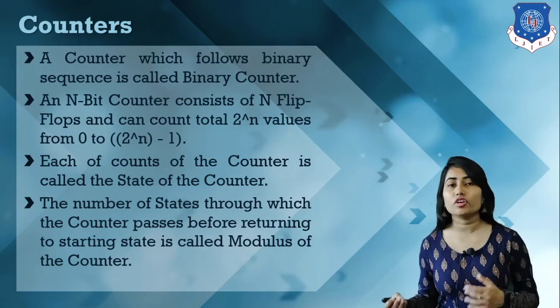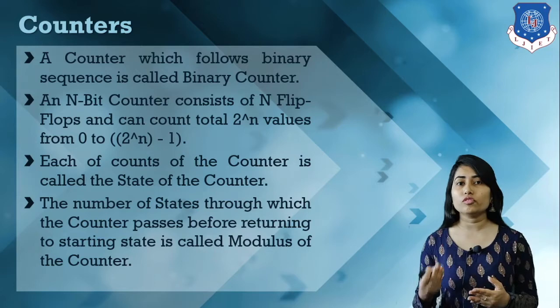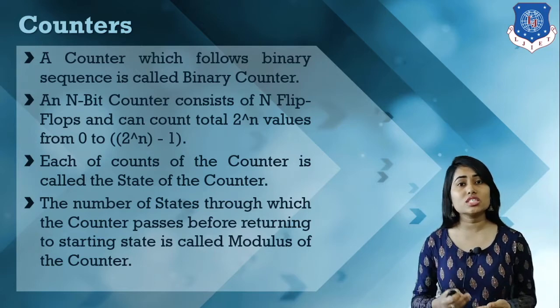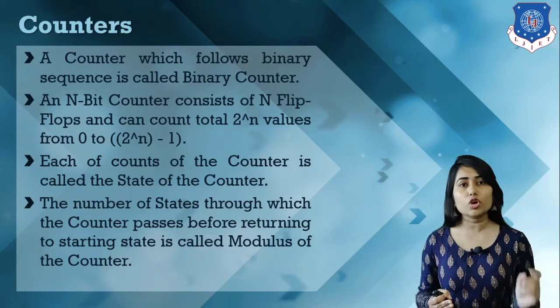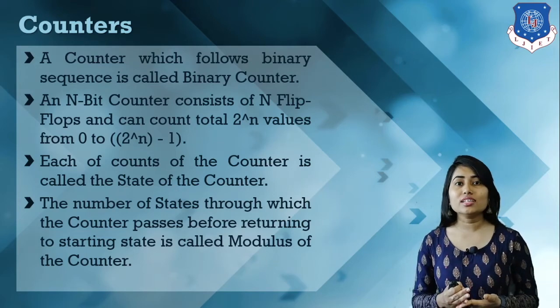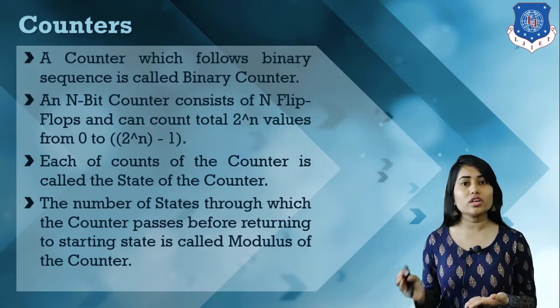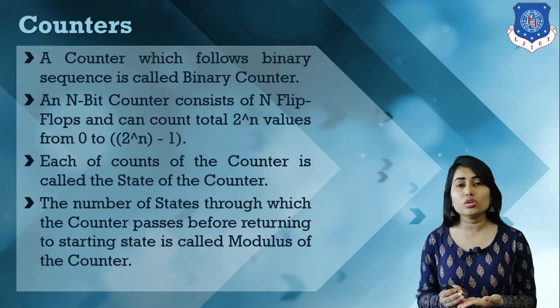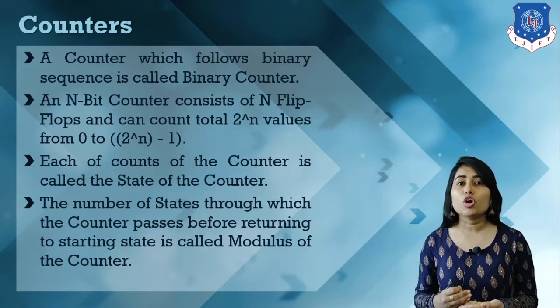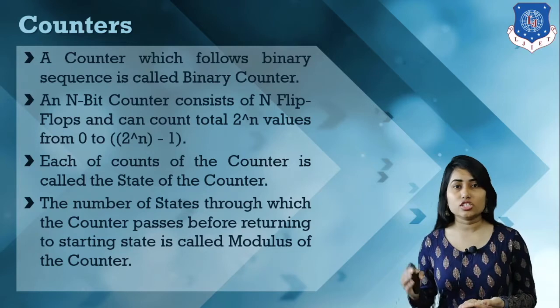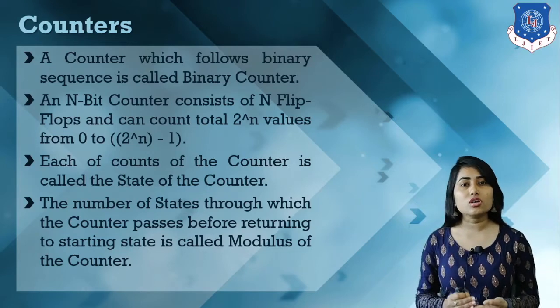For example, if we have a 3-bit counter, it counts total 2 raised to 3, that means 8 values, starting from 0 to 7. So we have 8 states of this counter, and this 8 is known as the modulus of that counter. That means for a 3-bit counter, the modulus is 8.